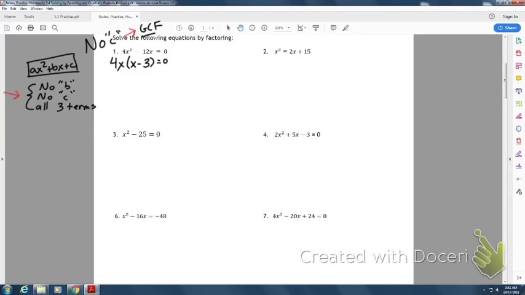Alright, so I've got it factored. Now I'm going to set each factor equal to 0. What is 0 divided by 4? And what root is that going to give me, the x minus 3? What do I need to do to solve for x there? Add to the other side. Just add 3.